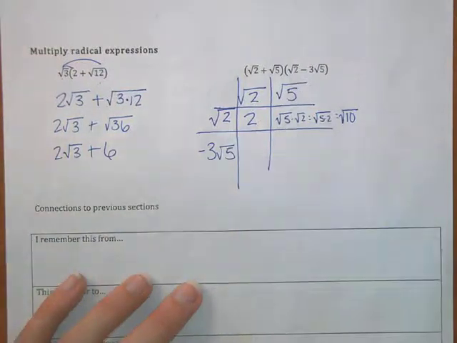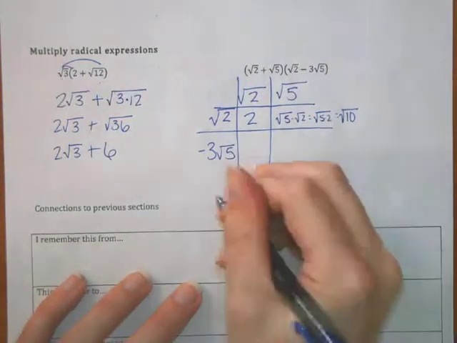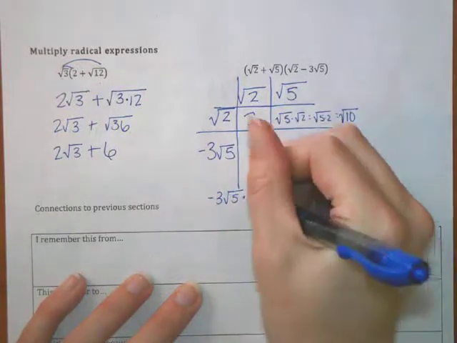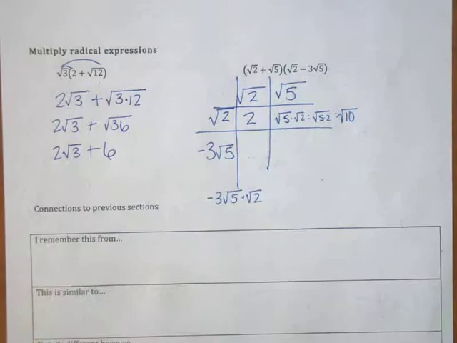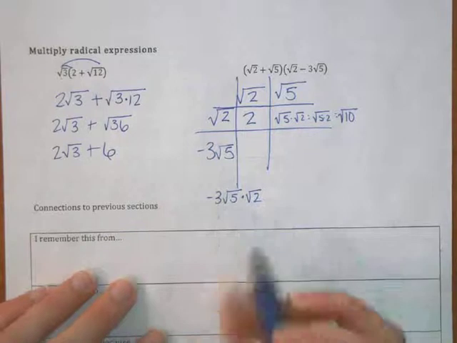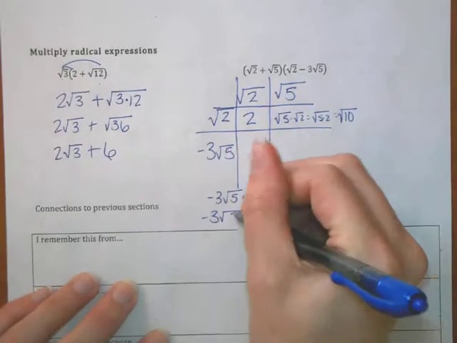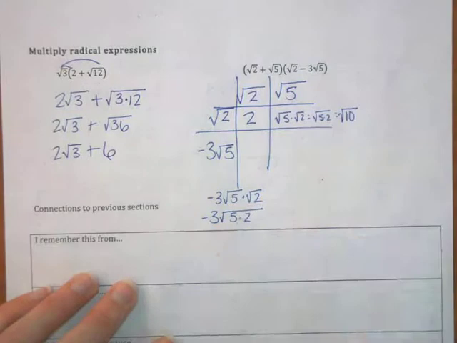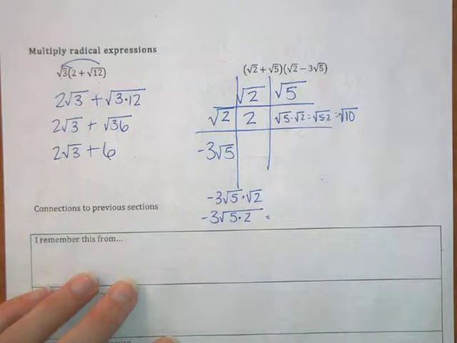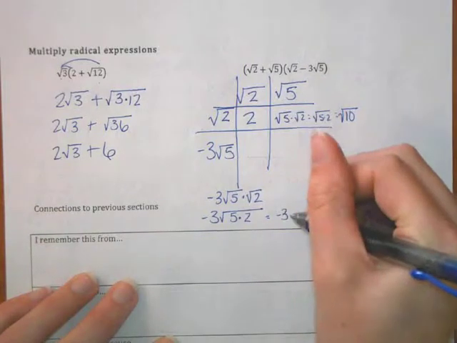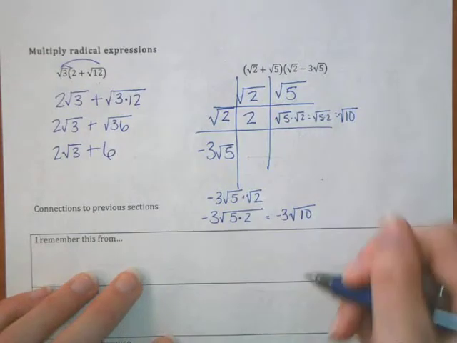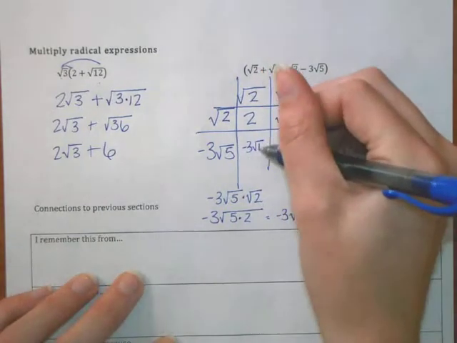Alright. I think I need a little work. So I have negative 3 square root of 5 times the square root of 2. I want to show a little work. So I have two things under a radical that are being multiplied. So I'm going to put those under the same radical. So that's square root 5 times 2. And what does that give me? Negative 3 times the square root of 10. So that we can put into this box.